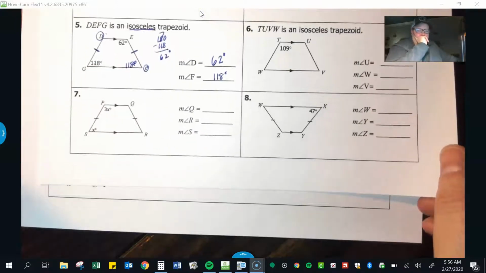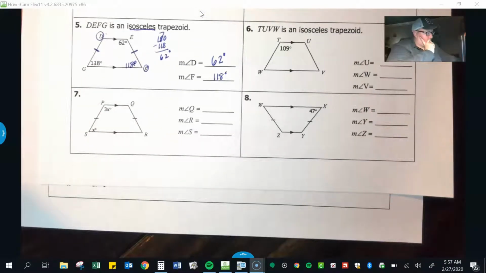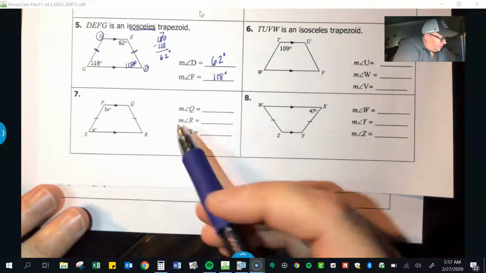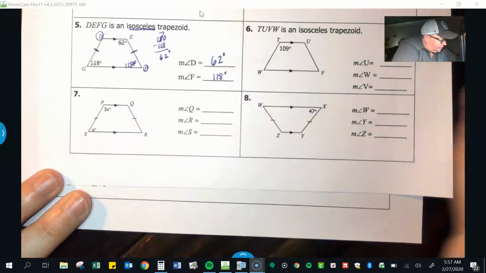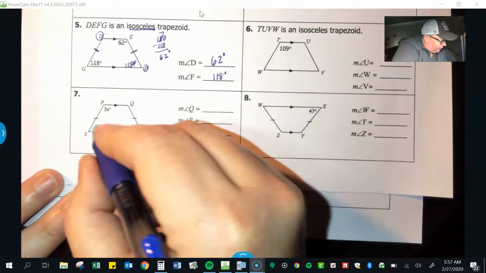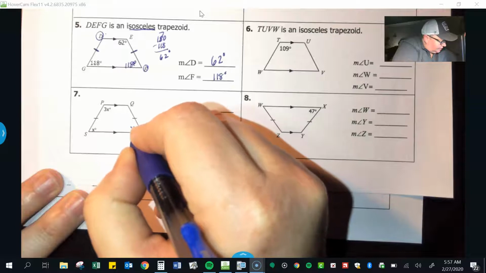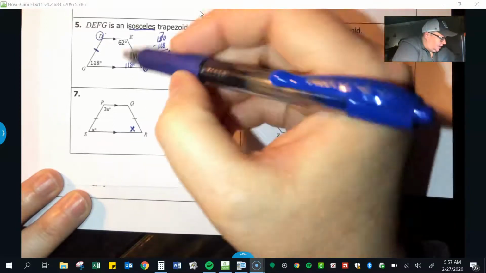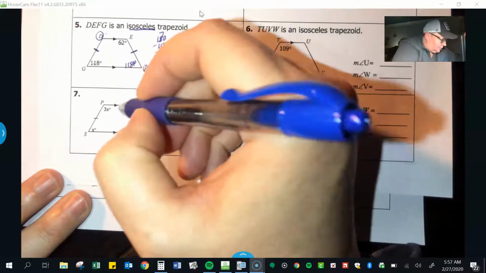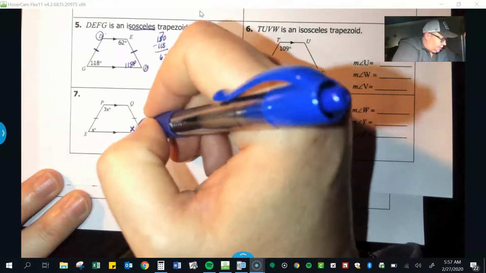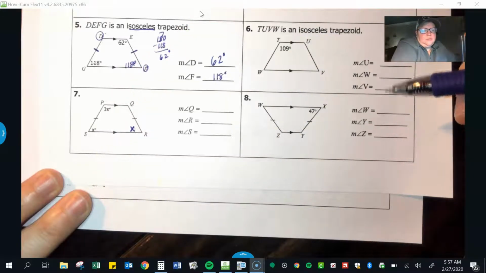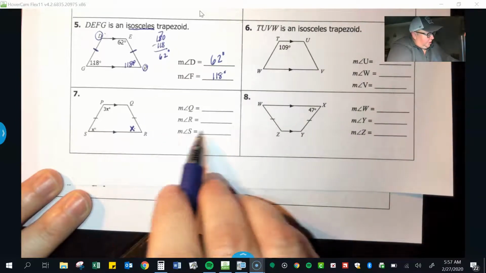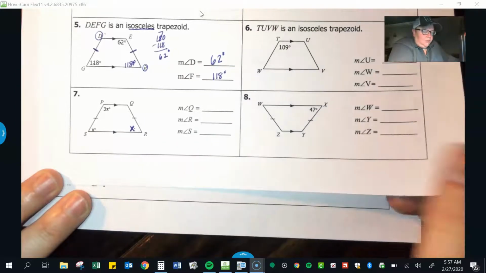Moving along here, number 7. We have an isosceles trapezoid. Our base angles are congruent. Our opposite angles are supplementary. So if this is x and this is x, you want to stick with the properties that you know. Since this is x, our base angles are congruent. So these two now are going to be supplementary. Use that to solve for x. And then you can plug x back in and find your missing angle measures.